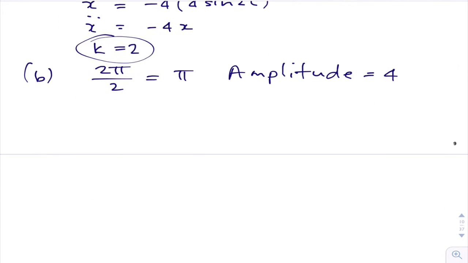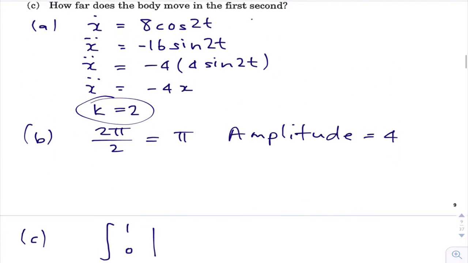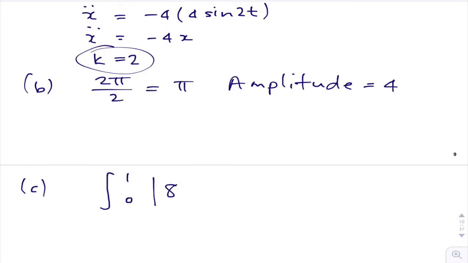How far does the body move in the first second? Alright. Easiest way is on your CAS. We're looking at the integral between 0 and 1 of the velocity. Remember, the integral, or the area under the velocity-time curve, will give us displacement. So here, the velocity is 8 cos 2t. Do that on your calculator, and you should get the correct answer, which is 4.36 meters. And just check that that's correct.